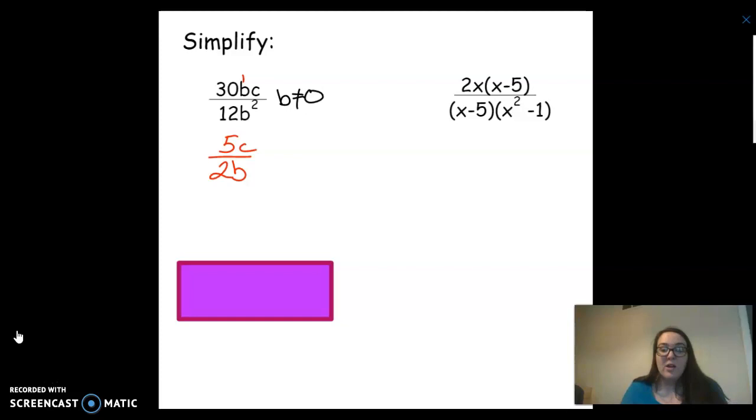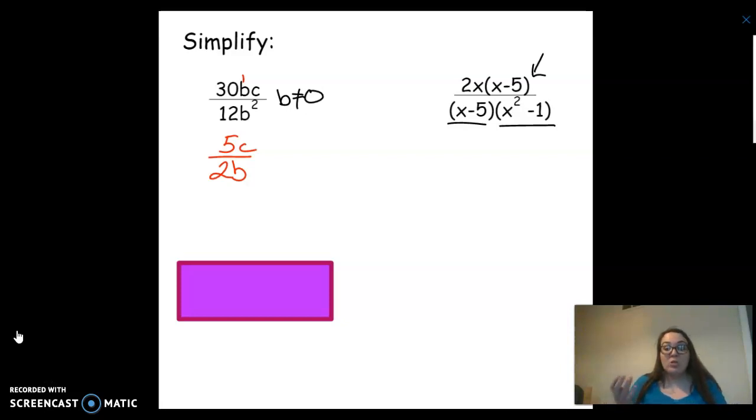The next one here, I wrote this as a factored polynomial already. So 2x times x minus 5, divided by x minus 5 times x squared minus 1. Now, it's not completely factored because that x squared minus 1 will factor further. But when I look at this one and ask what x cannot be, I do not care about the numerator one bit. The 2x and the x minus 5 up here on the numerator, I do not care about. What I do care about is this x minus 5 and this x squared minus 1.